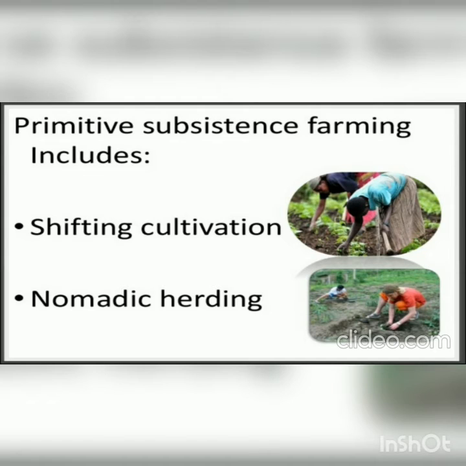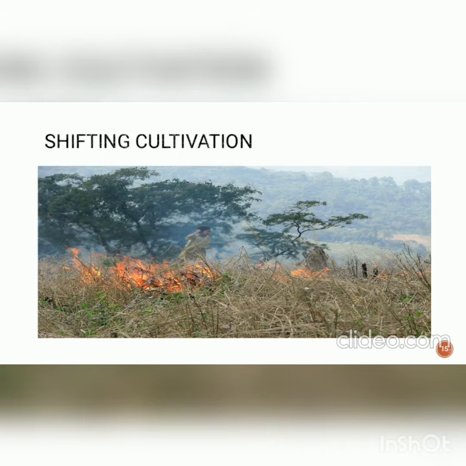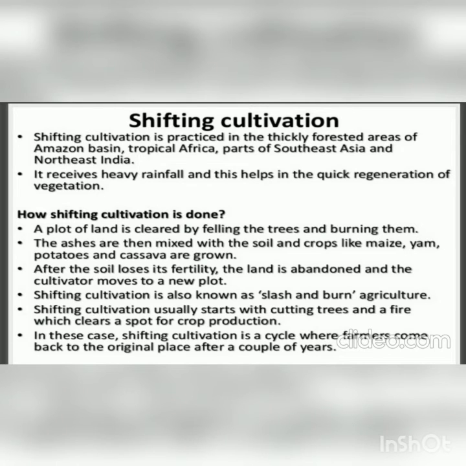Now the primitive subsistence farming includes shifting cultivation and nomadic herding. Shifting cultivation is basically practiced in the tribal regions of India and the northeastern part of the country, where it is also known as jhum cultivation. Shifting cultivation is practiced in thickly forested regions of the Amazon basin, tropical Africa, parts of Southeast Asia and northeast India. These regions receive heavy rainfall, which helps in a quick regeneration of the vegetation.